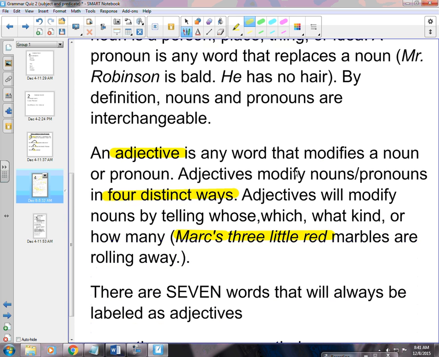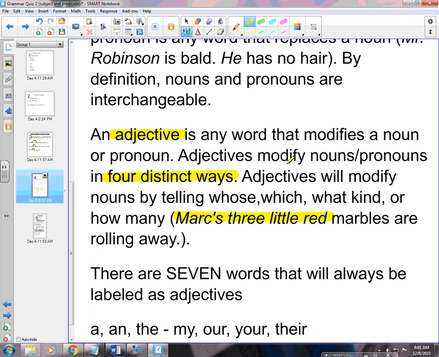The last term that you'll need to be able to identify is an adjective. Adjectives are any word that modify a noun or pronoun. Adjectives modify nouns and pronouns in four distinct ways, which you must memorize. Adjectives will modify nouns by telling whose, which, what kind, or how many. So, for example, if we look at the sentence, Mark's 3 little red marbles are rolling away. In the past, we'd probably look at this sentence and automatically think that Mark was a noun. However, in this sentence, he's an adjective.